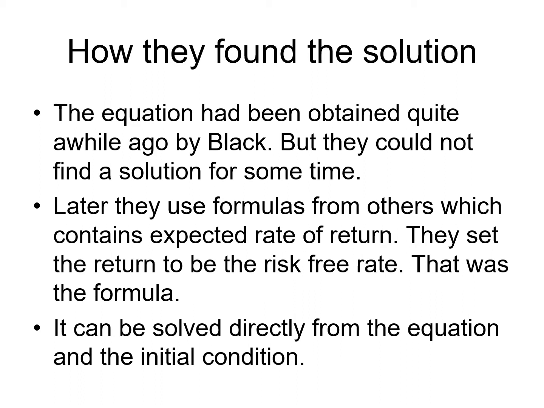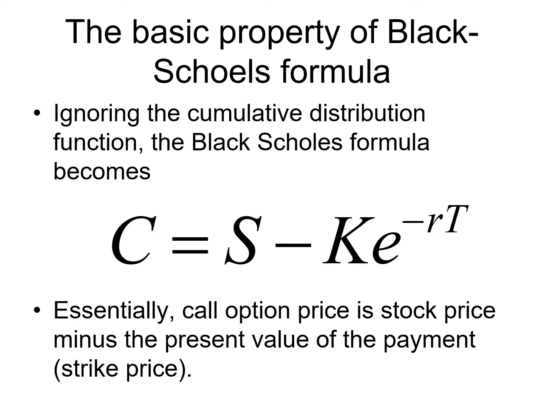It can be solved directly from the equation and the initial condition. The basic property of the Black-Scholes formula: ignoring the cumulative distribution function, the Black-Scholes formula of a call option becomes C equals S minus K times e^(-rT). Essentially, the call option price is the stock price minus the present value of the payment, the strike price.